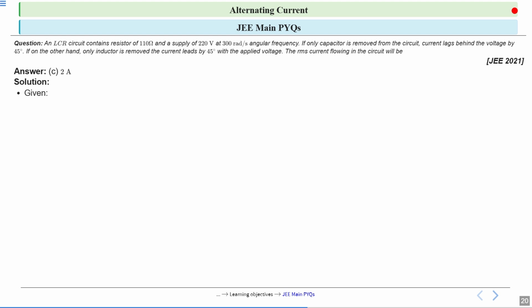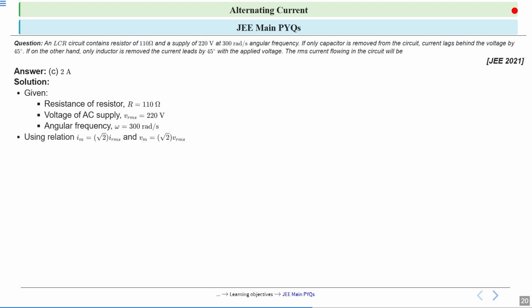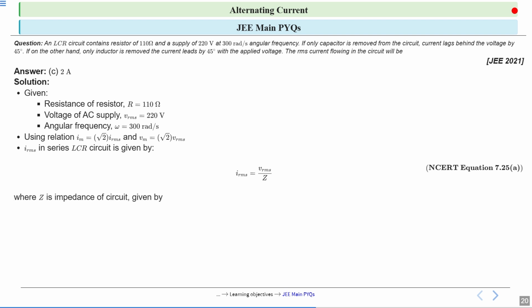So what is given in the question? The resistance of the resistor is given, R equal to 110 ohm. The voltage of the AC supply VRMS is given as 220 volt. Angular frequency omega is equal to 300 radian per second. IRMS in the series LCR circuit is given by IRMS equal to VRMS upon Z, according to NCERT question 7.25a, where Z is the impedance of the circuit given by Z equal to root R square plus XC minus XL square.